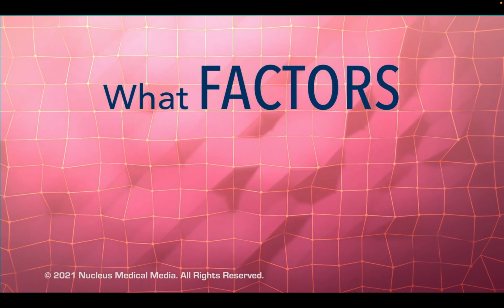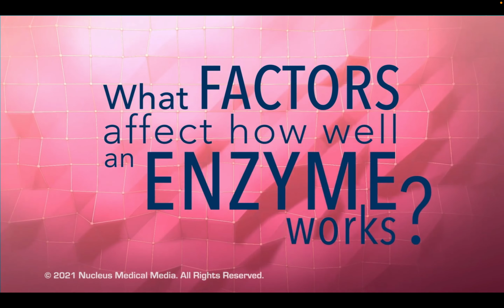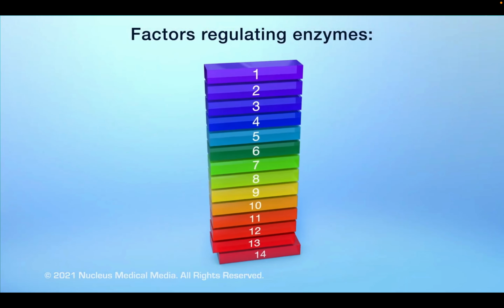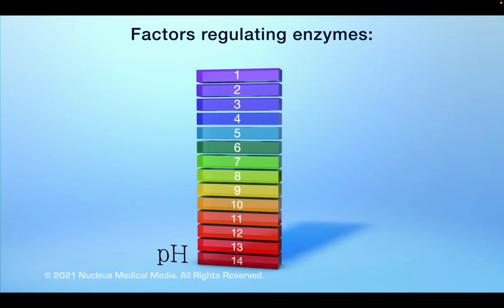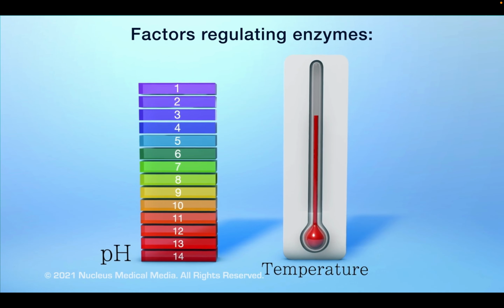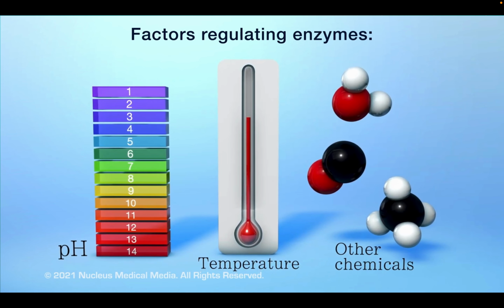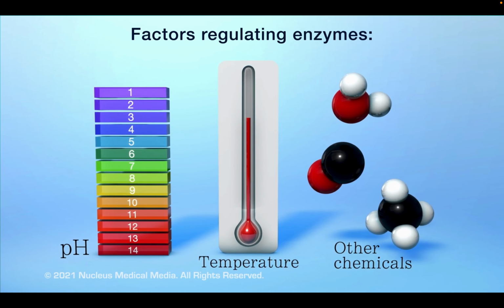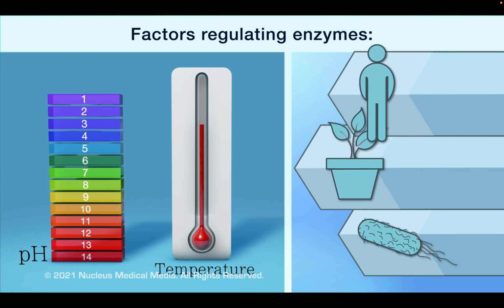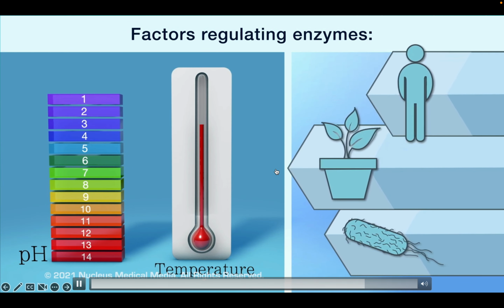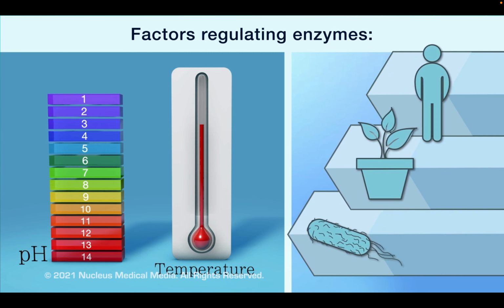So, what factors affect how well an enzyme works? Well, enzymes work best around particular pH levels and certain temperatures. And the presence or absence of other chemicals can also impact their effectiveness. Not surprisingly, humans and other organisms have adapted to use enzymes that are most effective at the organism's natural temperature and pH values.